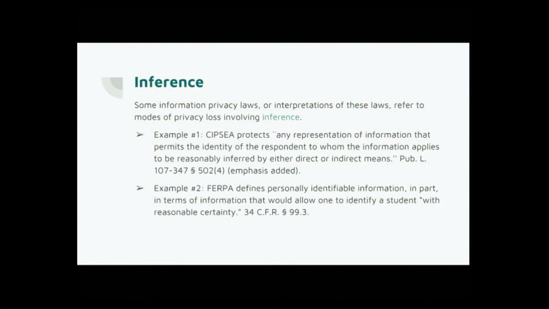The next term is inference. Some information privacy laws or interpretations of these laws refer to modes of privacy loss involving inference, either explicitly or implicitly. One example is CIPSEA, which you might recall protects any information, any representation of information that permits the identity of the respondent to whom the information applies to be reasonably inferred by either direct or indirect means. There also seems to be some conception of this in other laws where they refer to reasonable certainty. So FERPA, for example, defines personally identifiable information in part in terms of information that would allow one to identify a student with a reasonable certainty.